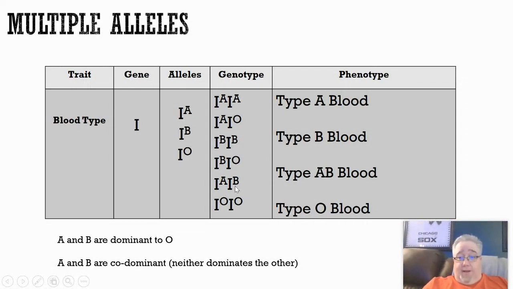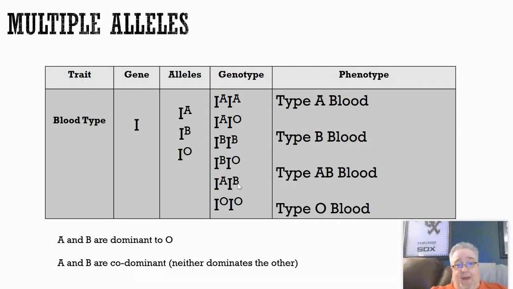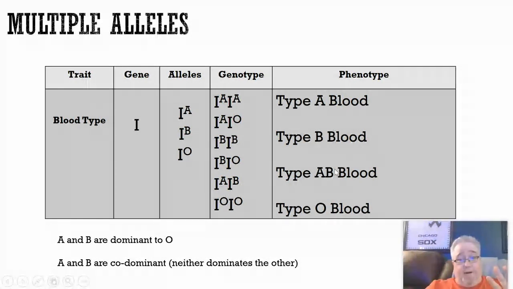Now, here's where it gets a little bit crazy. IAIB. A and B are codominant. So if they're together, they have their own phenotype. This is called AB blood. And if it's IOIO, of course, it's type O blood. All right, so I want us to understand the different genotypes. There are 6 of them, but from those 6 genotypes, there's only 4 phenotypes. So I want us to know the different combinations and what phenotypes those would correspond to. All right, so that shouldn't be that difficult though.